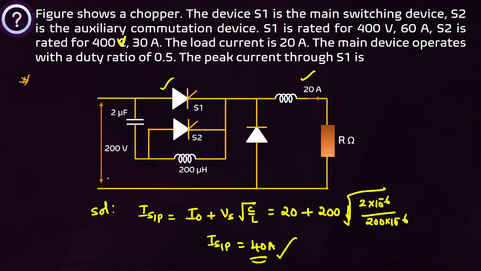In a voltage commutated chopper, what is the peak current through the S1 switch? Here the S1 switch is nothing but the main thyristor. S1 switch is the main thyristor switch. What is the peak current through the main thyristor? That is equal to I naught plus Vs into square root C by L, that is 40 amperes we can get.